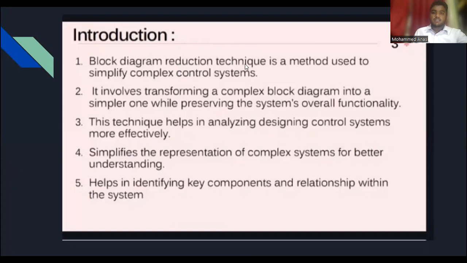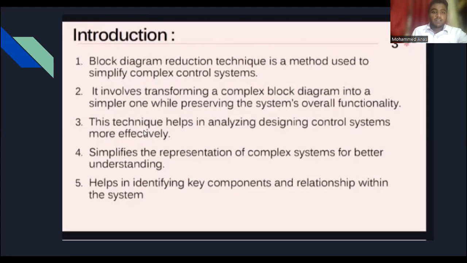Block diagram reduction technique is a method used to simplify complex control systems. There are many complex control systems, and to reduce them into a simple control system, we use this reduction technique. It involves transforming a complex block diagram into a simpler one while preserving the system's overall functionality.